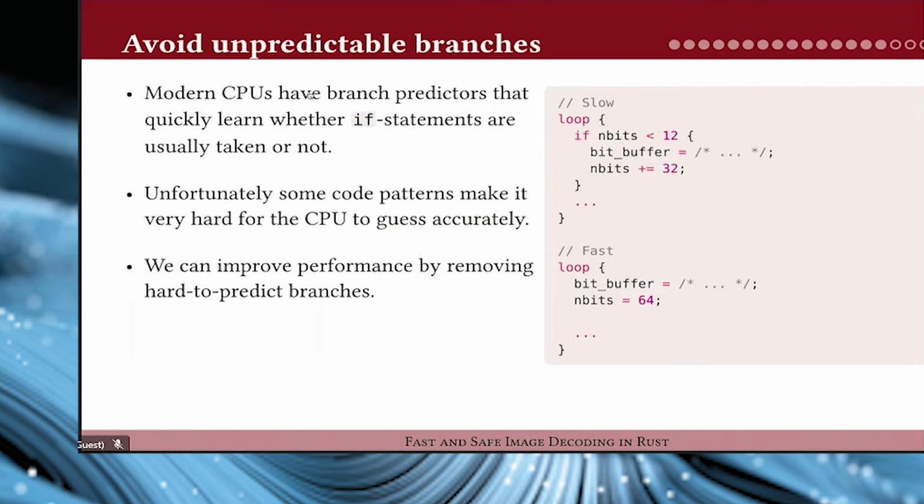Question. Is the primary metric, or the only metric you're really caring about here, decoding speed, or are other things also in consideration that you're going to talk about in 2 or 3 slides? So the highest priority is correctness.